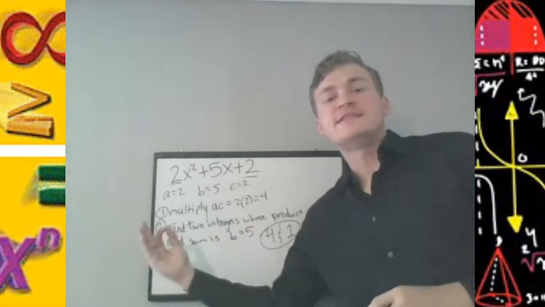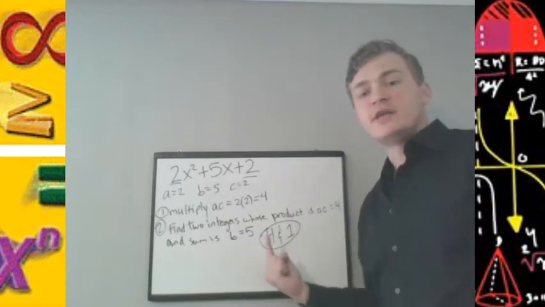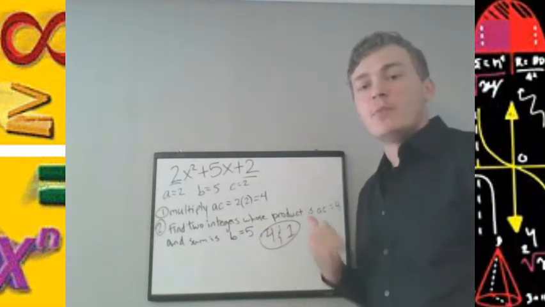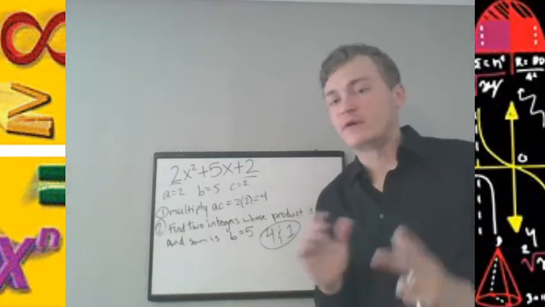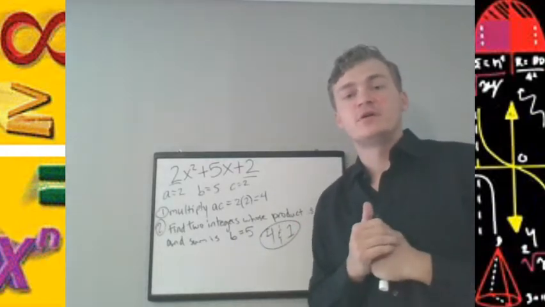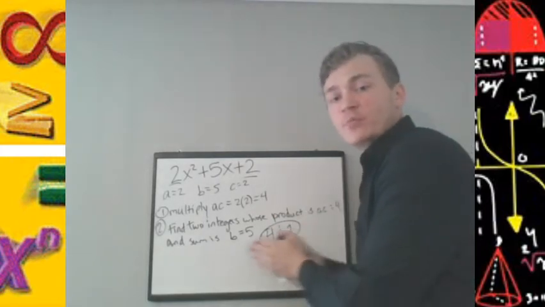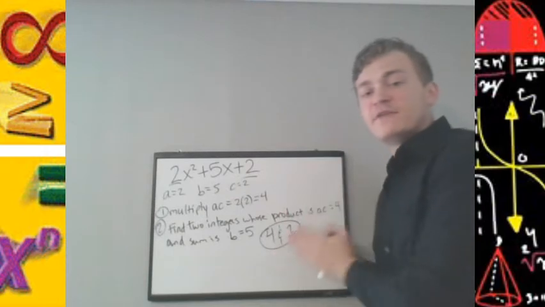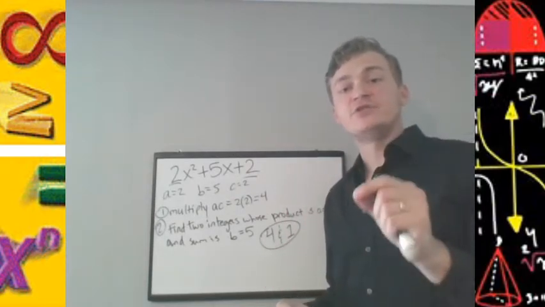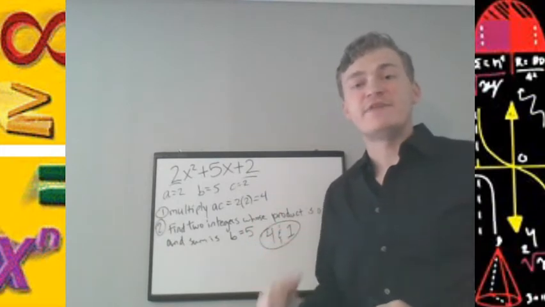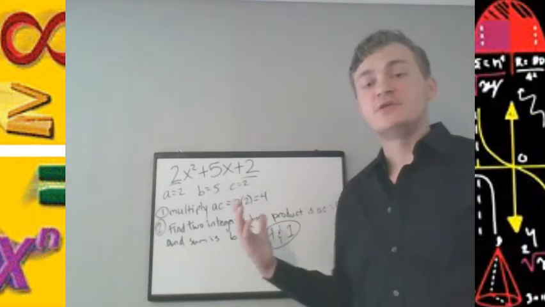When using the AC method for factoring, if you get to step 2 and you cannot find these two integers that multiply to give you AC, that will add to give you B, whatever those AC and B values are, if you can't find these two integers, here we did, 4 times 1 is 4, 4 plus 1 is 5. If it's impossible to find two integers to do so, it tells you that your trinomial is not factorable, that your trinomial is prime. That's the fun thing about using this method here.